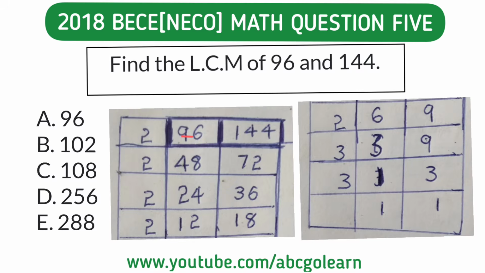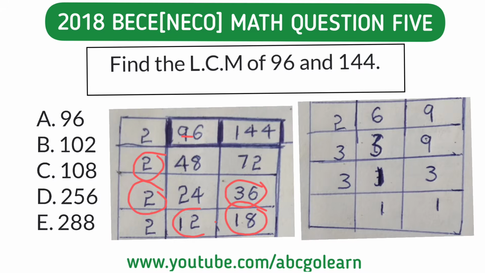If I divide this 48 by 2 again, I would get 24. I will get 36. After I've done that, the next thing I will do is to look for the factors that can go again. If I divide by 2 again, it will go. So if I divide this 24 by 2, it will give me 12. And if I divide 36 by 2, it will give me 18.